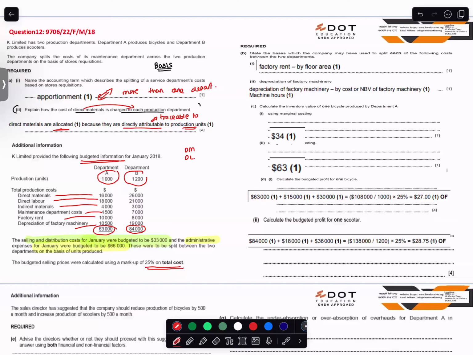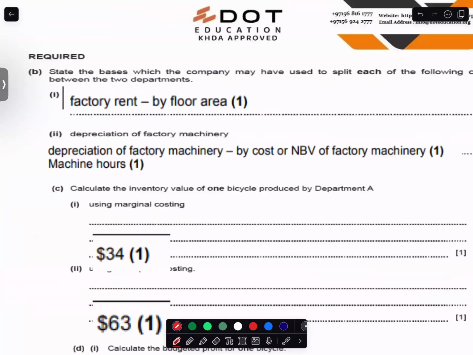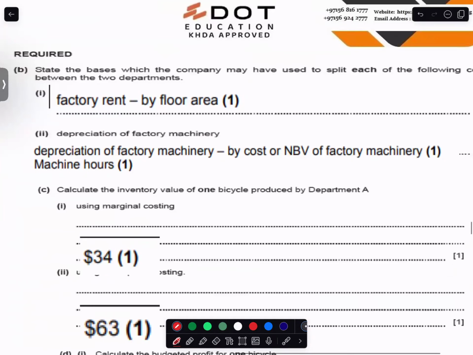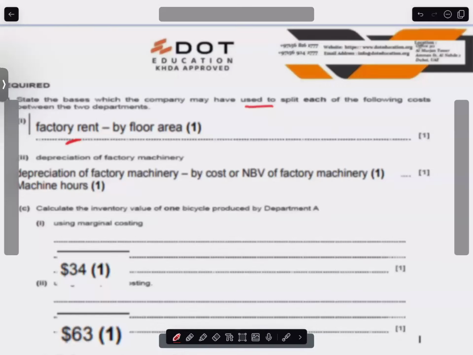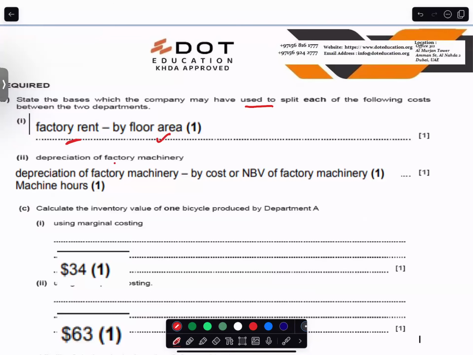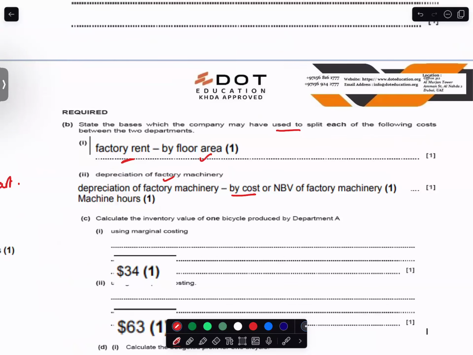Read ahead. State the bases which the company may have used to split each of the following costs. Factory rent. Rent is basically apportioned on what basis? By floor area. Rent is apportioned by floor area, and depreciation of factory assets is apportioned by how? By cost or the net book value of factory machinery. You should always remember this.